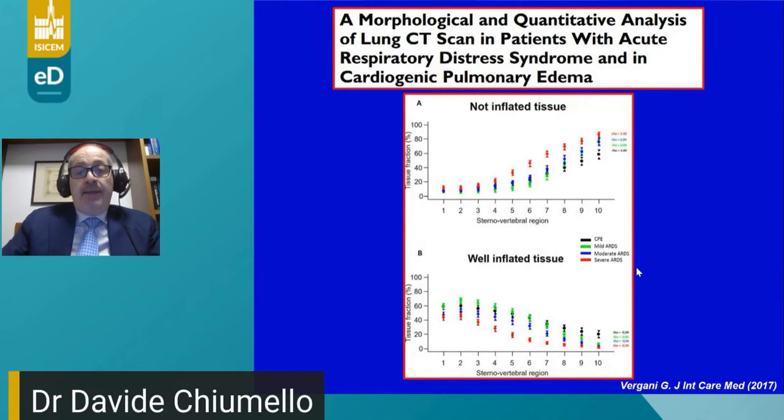And here, this was another study in which we compared the distribution of the disease in patients with ARDS in red and in patients with cardiogenic pulmonary edema. And we analyzed the distribution of the disease according to the sternum-vertebral gradient. And surprisingly, we did not find any significant difference in the distribution of the disease regarding the not inflated tissue and the well-inflated tissue between ARDS and cardiogenic pulmonary edema.